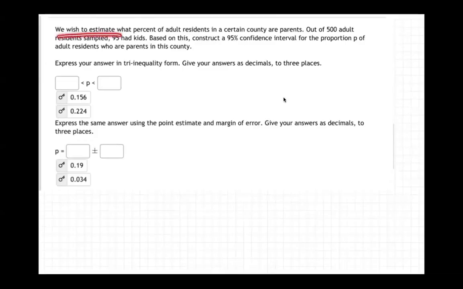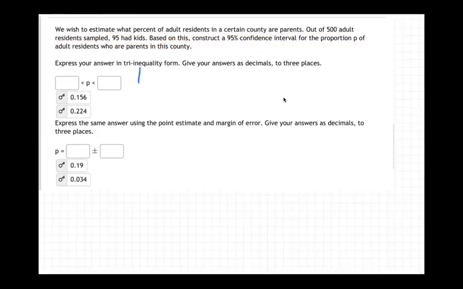Example says we wish to estimate what percent of adult residents in a certain county are parents. Out of 500 adult residents sampled, 95 had kids. Based on this, form a 95% confidence interval for the true proportion P of adult residents who are parents in this county. Trying to do the whole county. So, basically, how are we going to do it?